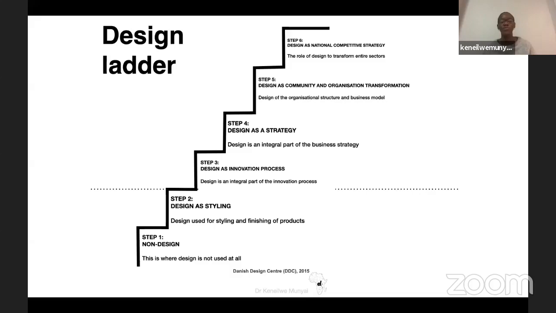So there's a level one where typically there's no appreciation of design. And then there's design and styling. And that's what a lot of people associate design with. But now there's also the growing realization that design as an innovation process is very important. And what makes it even more important is the fact that it's not dependent on designers driving it. It's basically anyone can learn the process and be able to apply it in their own context. And of course, there's also design as strategy.